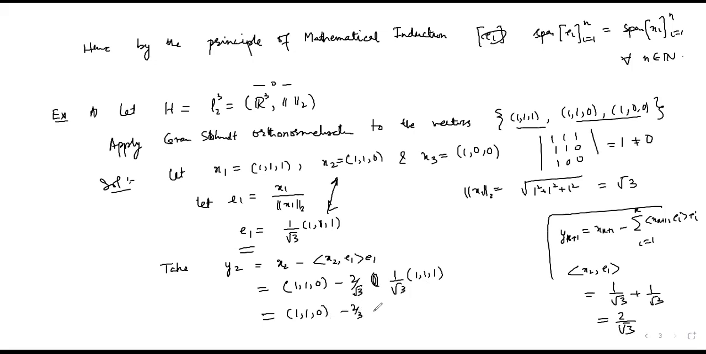minus 2 by 3 times (1,1,1). So that is the vector: 1 minus 2 by 3 is 1 by 3, 1 by 3, and 0 minus 2 by 3. So I have got now y2 equal to (1 by 3, 1 by 3, minus 2 by 3). And my e2, the second vector, will be y2 divided by norm of y2.